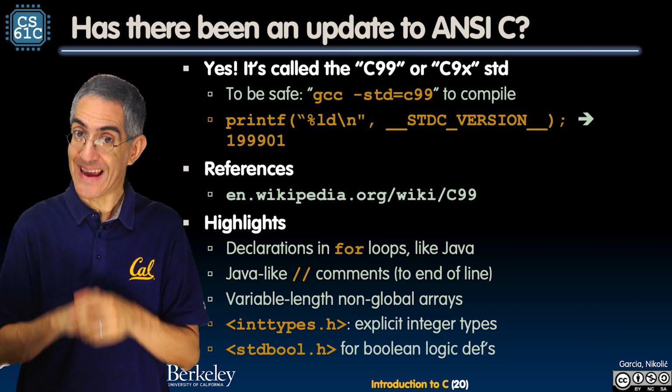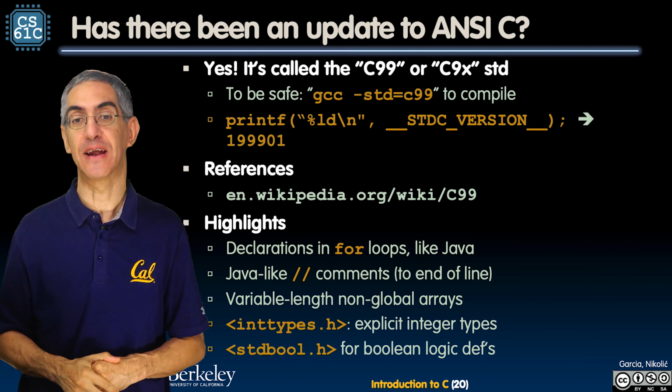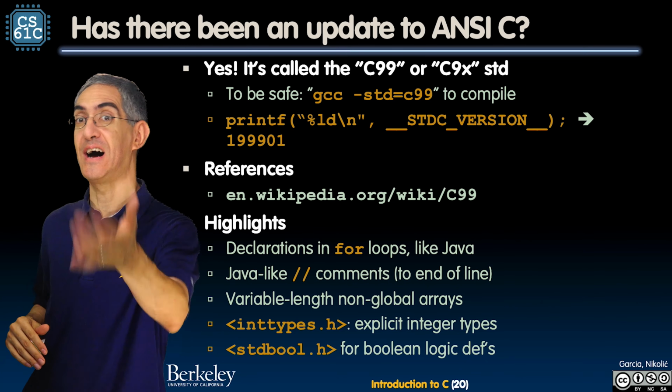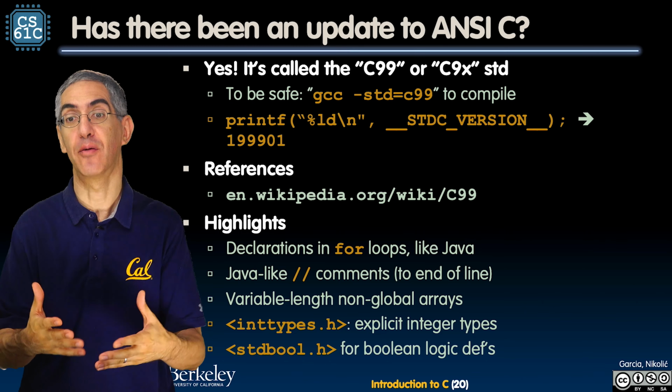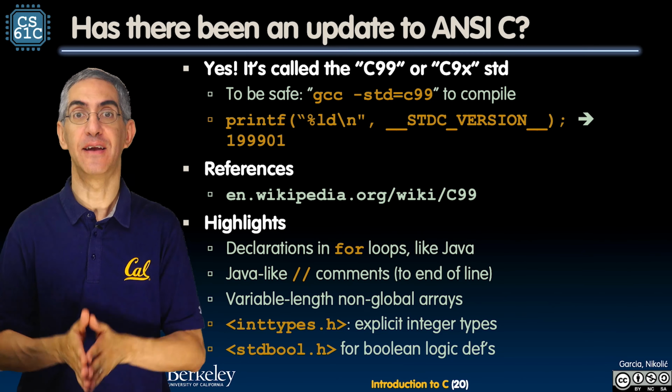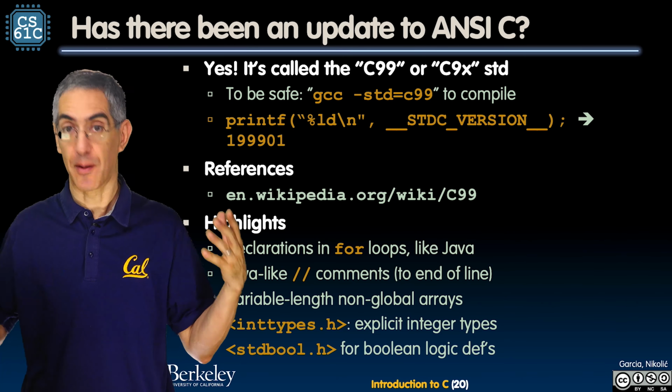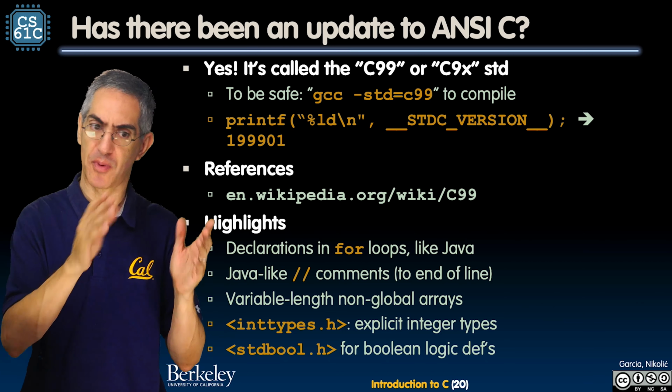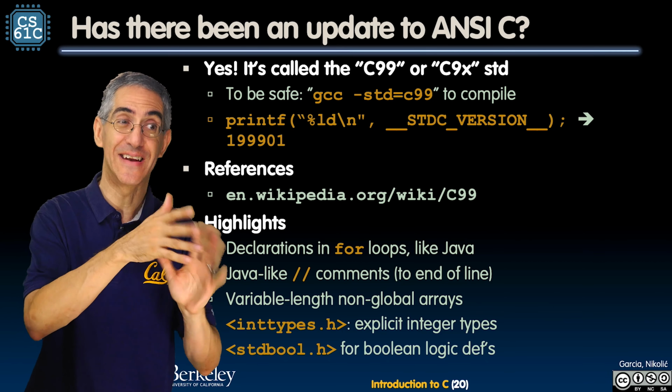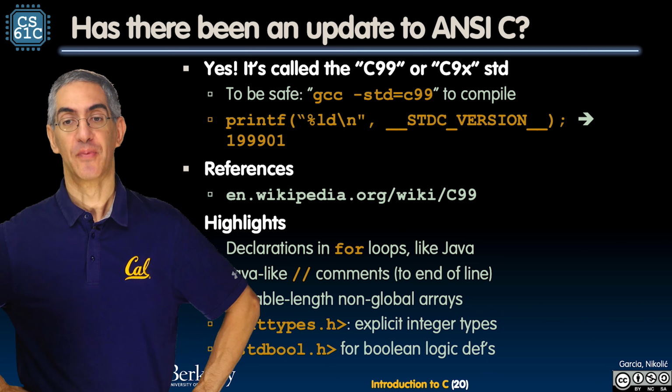Has there been an update to the ANSI C that picture I showed you at the beginning? Yes, there has been. It's called C99. So if you hear me saying C99 or beyond, in 1999 a consortium got together and said, we've got to upgrade C. All right, let's do this. Before, remember, ANSI was about 1986. So they decided to do that.